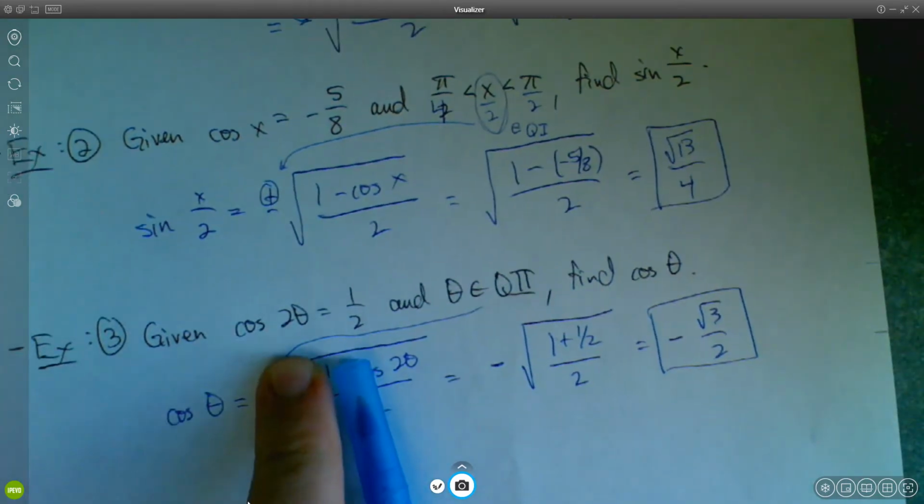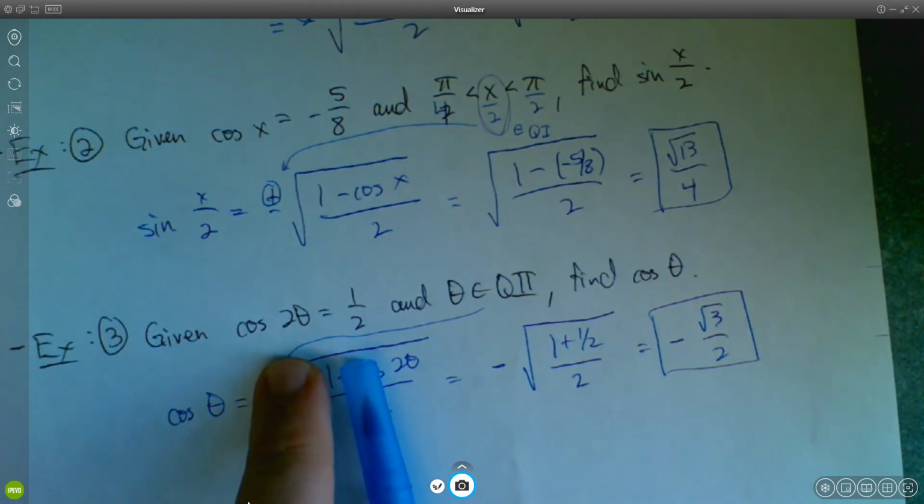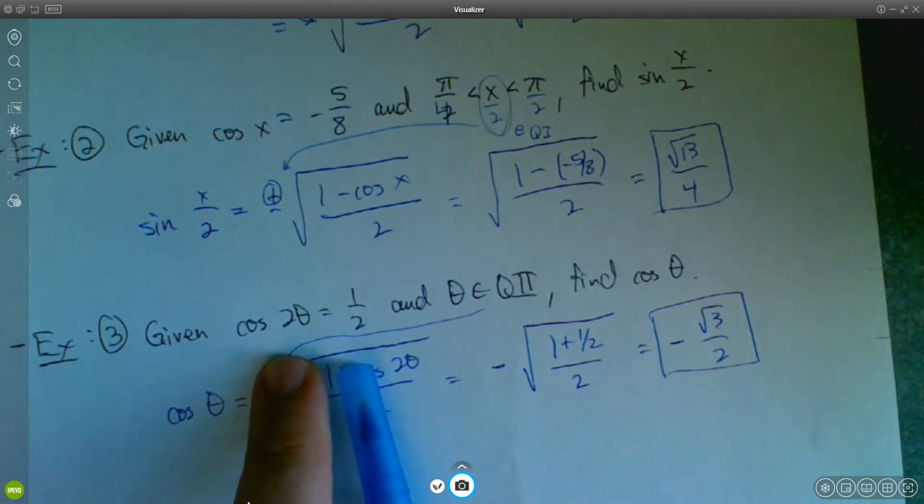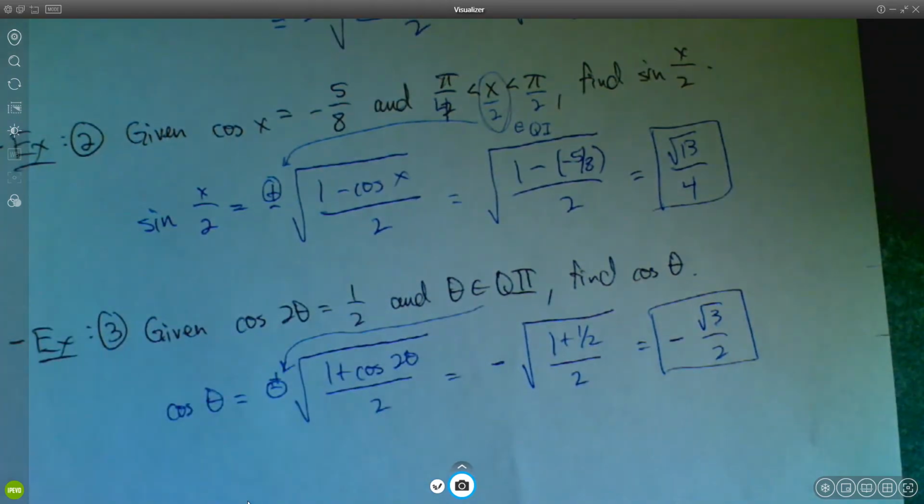In fact there is, of course. If cosine 2 theta is... Well, never mind. I don't want to get into it. But yeah, there's definitely another way to do that.